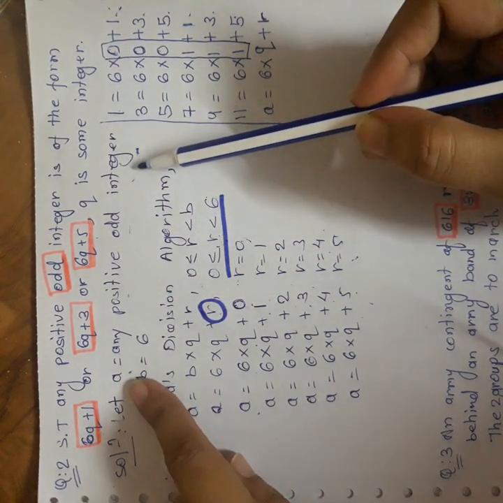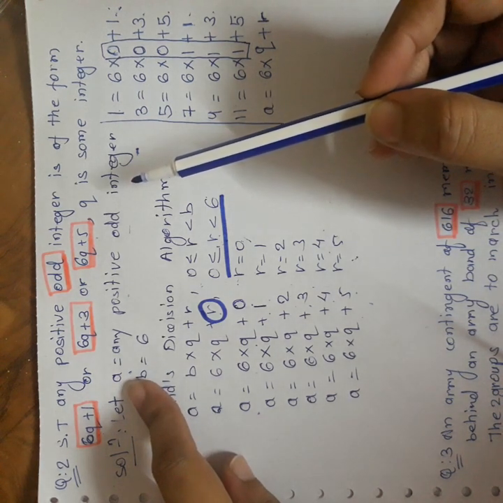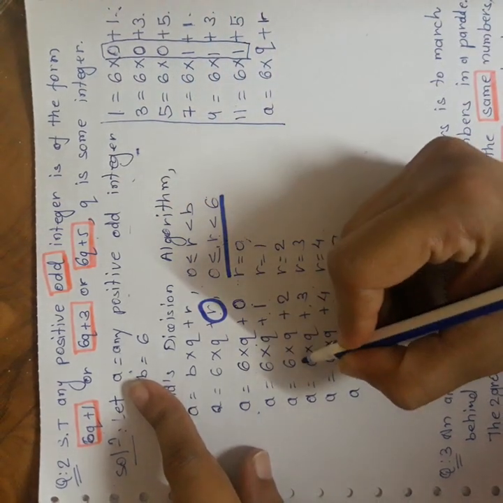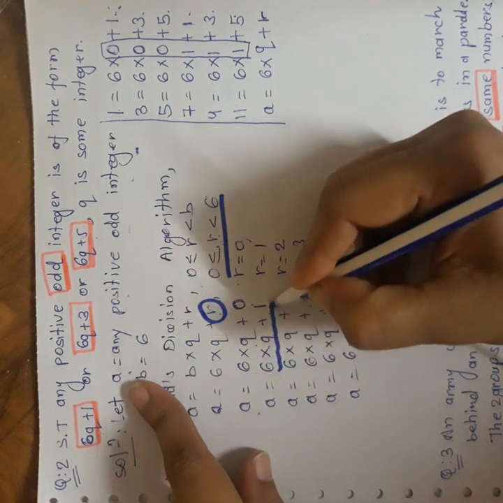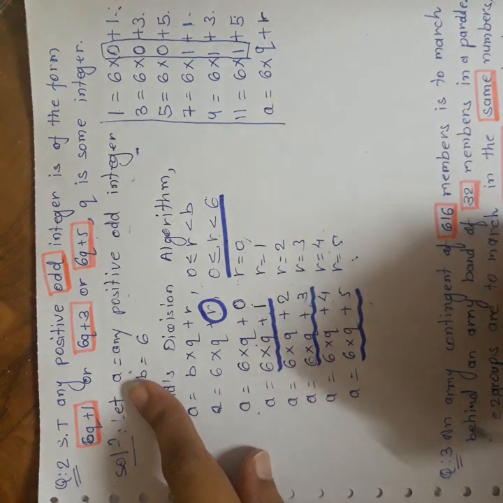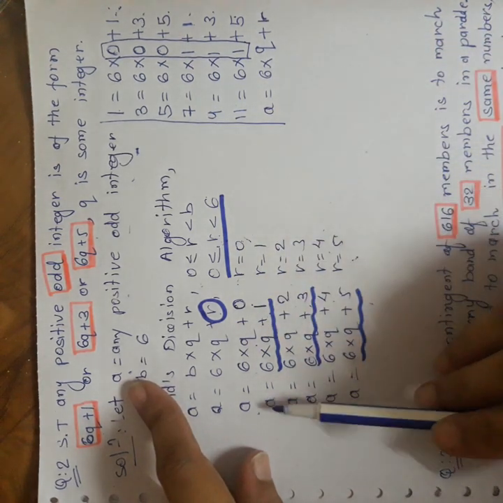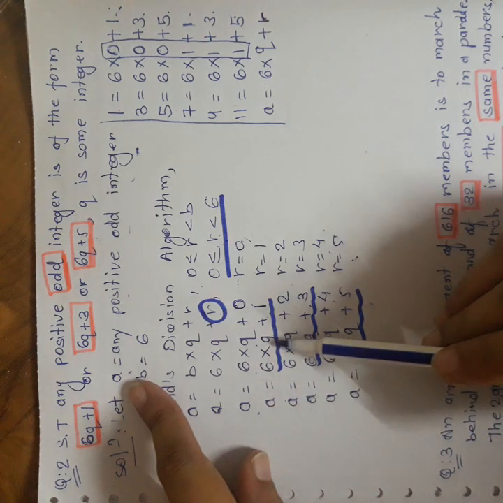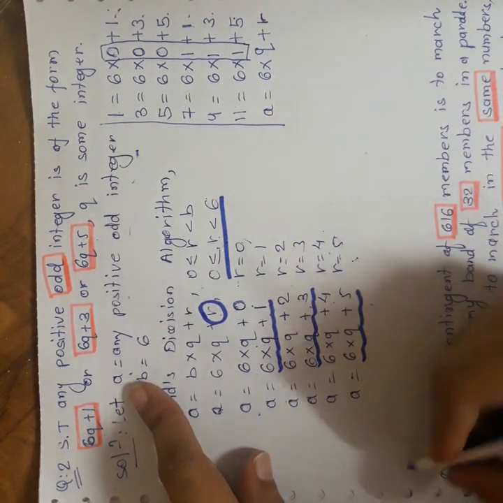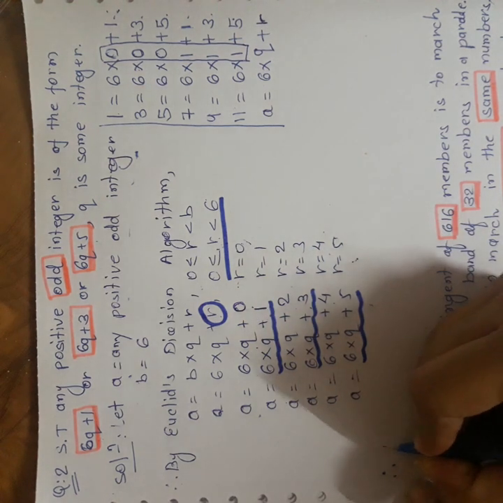So odd integers, you all know that odd integers are those numbers that are not divisible by 2. So we can see 6q plus 1, 6q plus 3 and 6q plus 5 are not divisible by 2. That's why we take only a equals 6q plus 1, 6q plus 3 and 6q plus 5 as an odd positive integer.